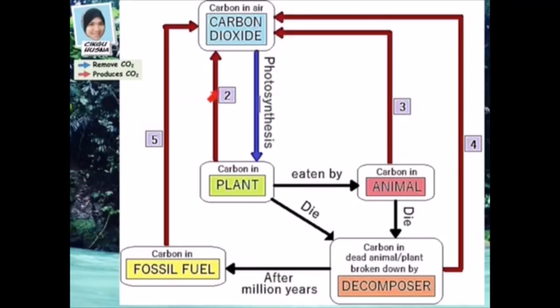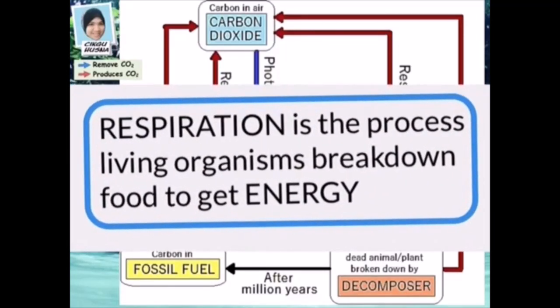And then here, the second and the third process here, you can see carbon is given back to the air from plant and from animal. So these two processes, process number 2 and process number 3, are called respiration. So what is respiration? Respiration is the process where living organisms break down food to get energy.